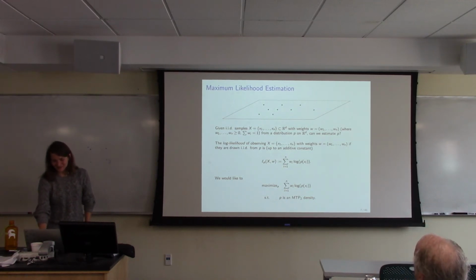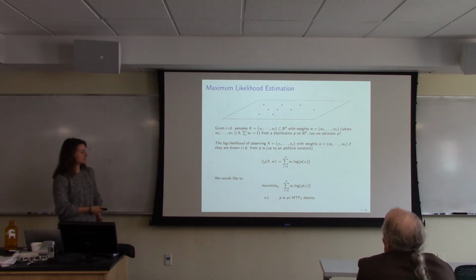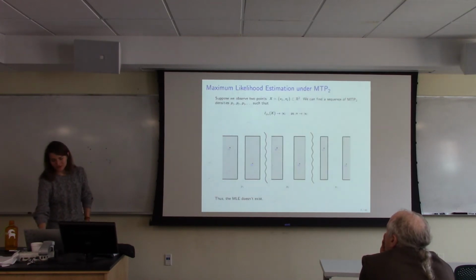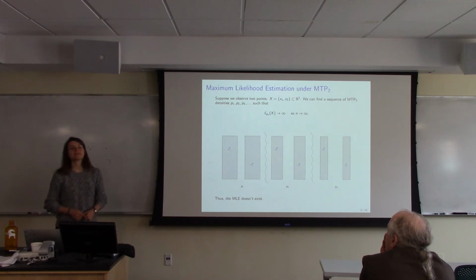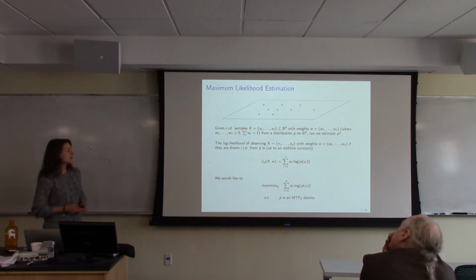Okay, so this problem is actually not well defined. You can find a sequence of densities for which this goes to infinity, and they're MTP2. Here's a question: do the wi's have to add up to 1? It would seem the natural thing, like for the actual log likelihood, the wi's would be identically 1, not 1 over n. Yeah, I mean, we're keeping n fixed.